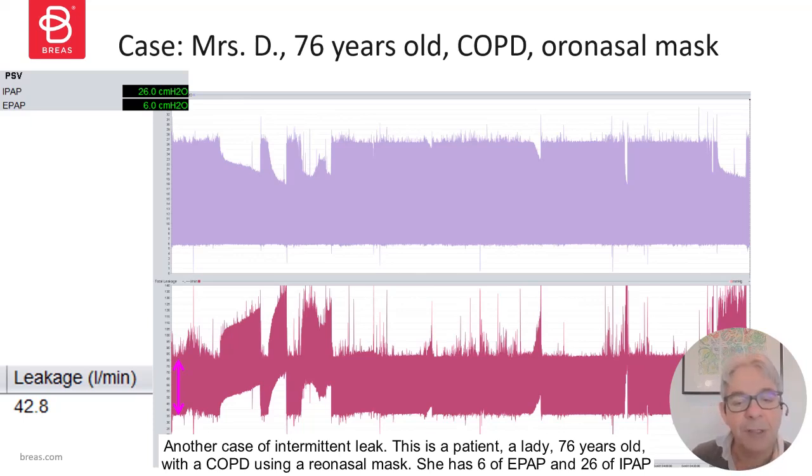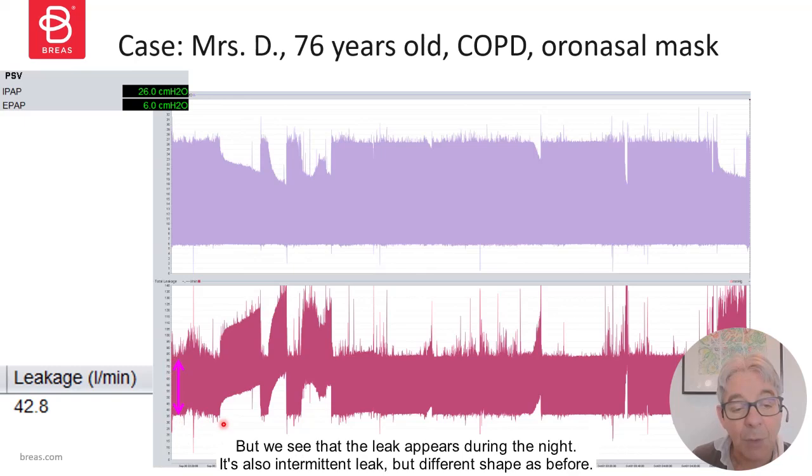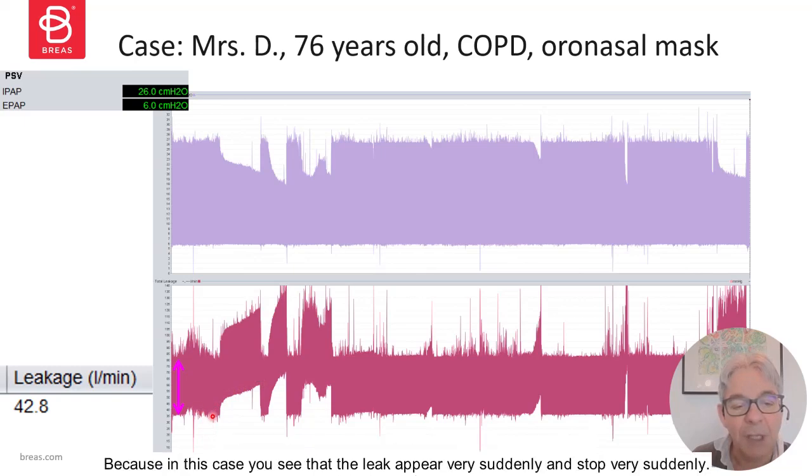Another case of intermittent leak. This is a patient, a lady, 76 years old with COPD, using an oronasal mask. She has 6 of EPAP and 26 of IPAP. And again, in this case, the leak at the beginning of the night is normal, so there is no unintentional leak. But we see that the leak appears during the night. It's also intermittent leak, but a different shape than before, because in this case, you see that the leak appears very suddenly and stops very suddenly.